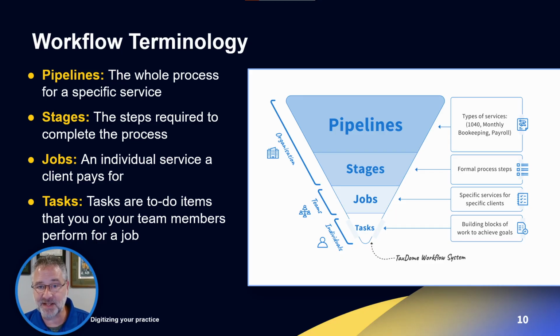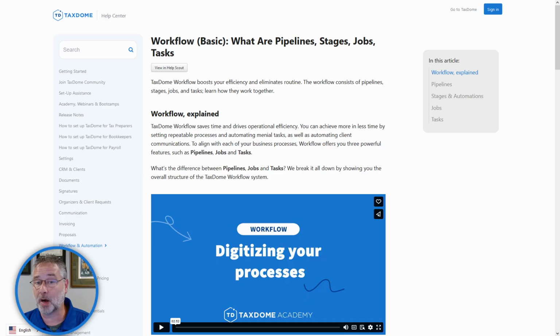Finally, there are tasks. They're the smallest item in this hierarchy. Tasks are simply your to-dos. Anything from uploading some statements, requesting a signature, reviewing a document, any of that can be marked in as a task. So as an overall summary, your team will complete tasks in order to move jobs through the stages of a pipeline. So we actually have a help article dedicated to these terms. So please make sure to check it out if you need that.